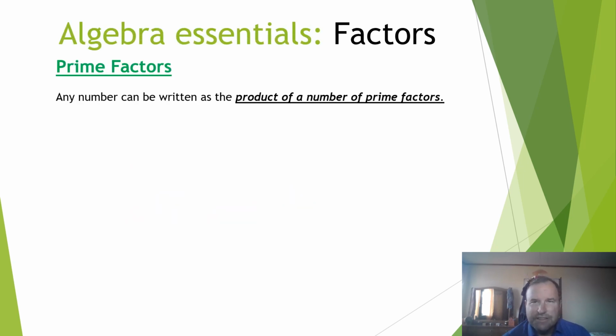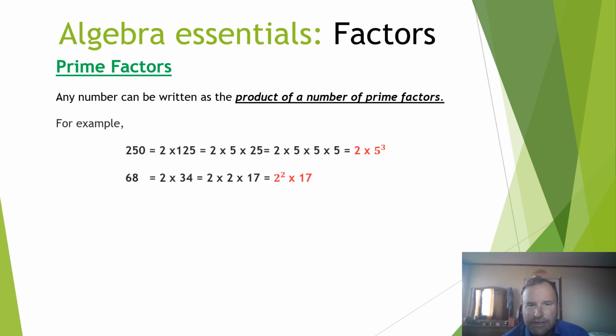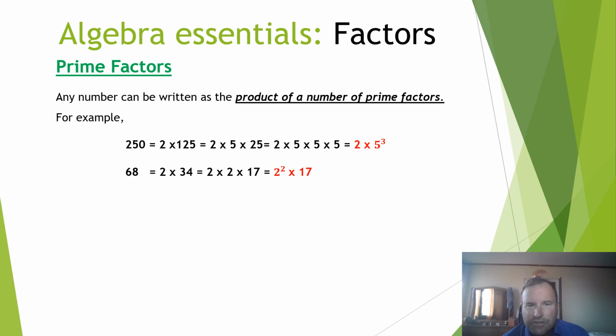Okay, prime factors. The definition here is any number that can be written as a product of prime numbers. For example, if we have a look at 250, we can see that if we halve 250, we get 2 times 125. Then if we look at another prime number, 5 goes into 125 25 times. Then 25 is 5 squared, and we write it the simplest possible way, in terms of index numbers, to make it easier in short form. So 2 times 5 to the power of 3.